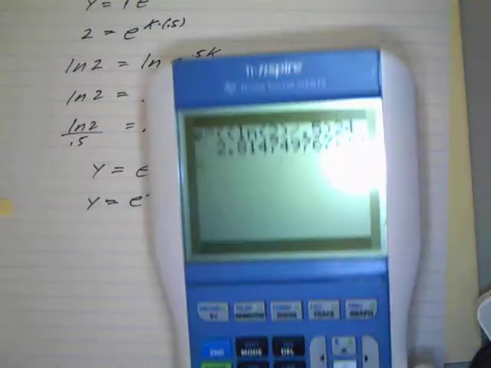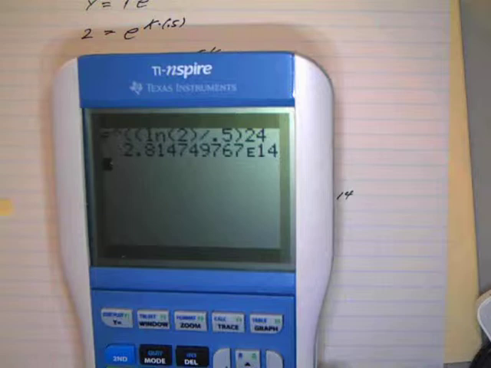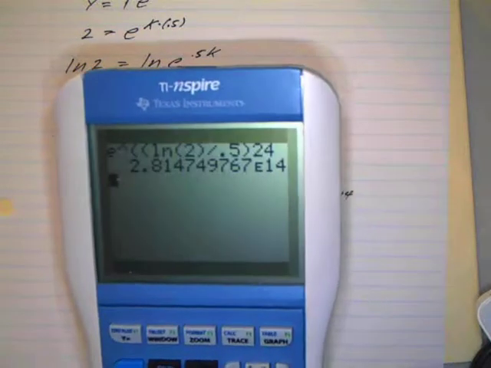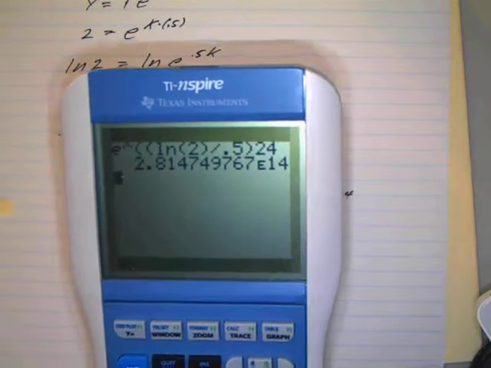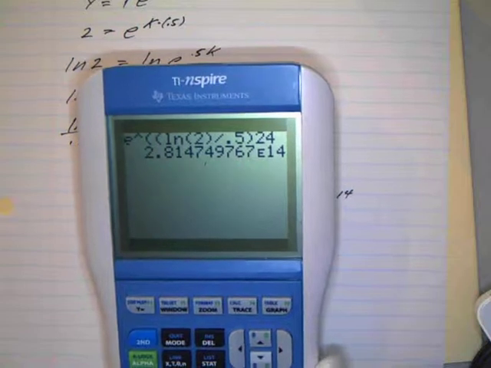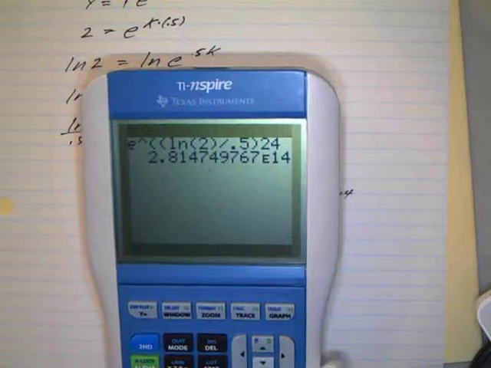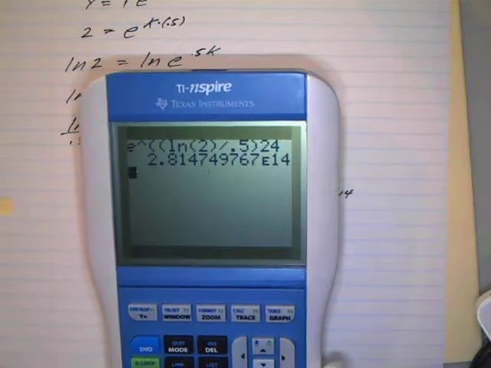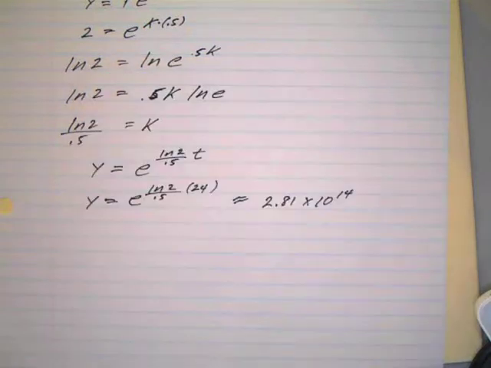If I can get this in here, there's my calculator. There you go. So you can see that. E raised to, and you've got to use a lot of parentheses. So that's e to the, open parentheses, natural log of 2 divided by 0.5, close parentheses, times 24 power, and that's what you get. Okay, I hope that's okay. If you have any questions, drop me an email.